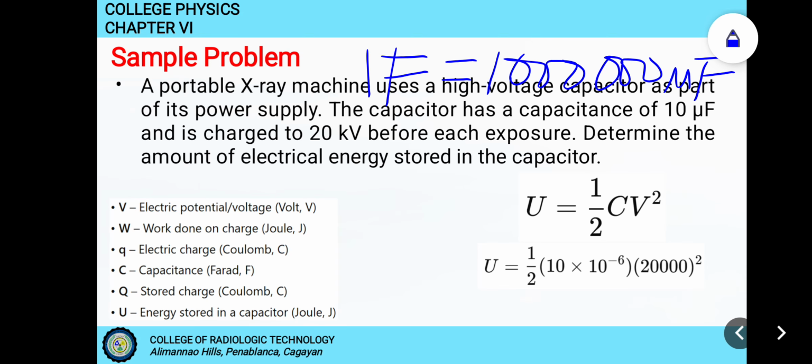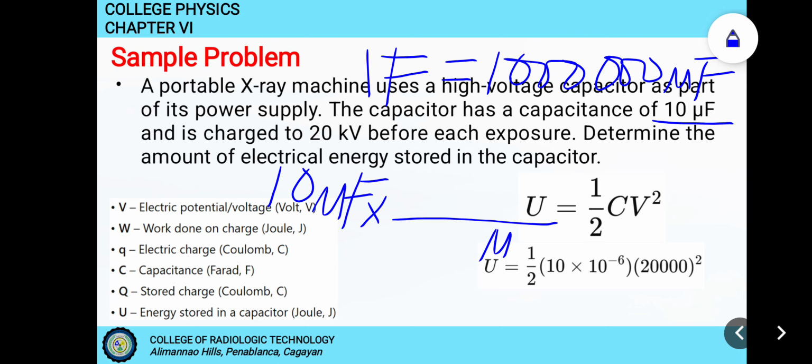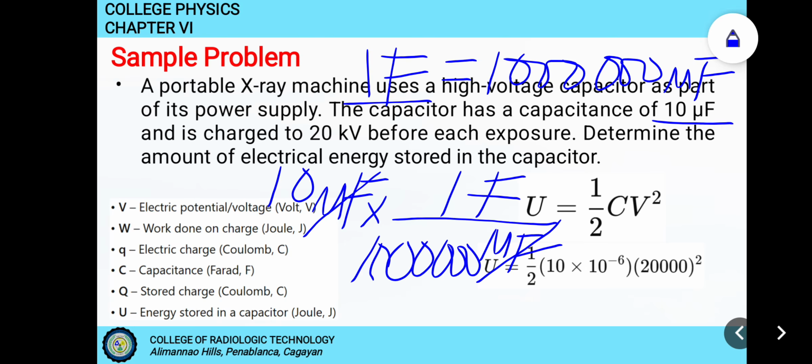Okay. So, if you're going to convert 10 microfarad here, 10 microfarad times, ilan ang microfarad natin dito, class? That is, our microfarad is 1 million. Okay, so if it is 1 million, we have here 1 farad, canceling microfarad, 10 divided by 1 million will give us 10 times 10 raised to negative 6. Okay, that is for our capacitance in farad.